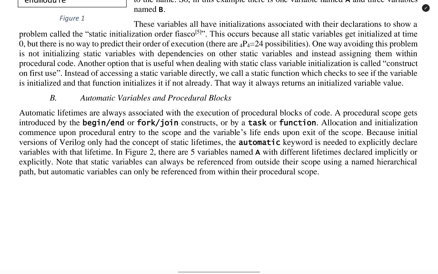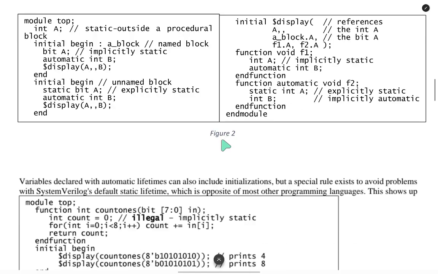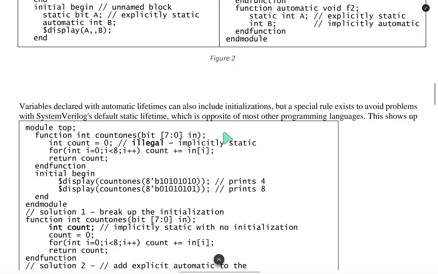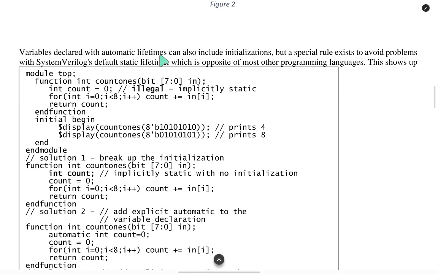So in figure 2, there are 5 variables named A with a different lifetime declared implicitly or explicitly. Note that static variables can always be referenced from outside their scope using a hierarchical path name, but automatic variables can only be referenced from within their procedural scope.